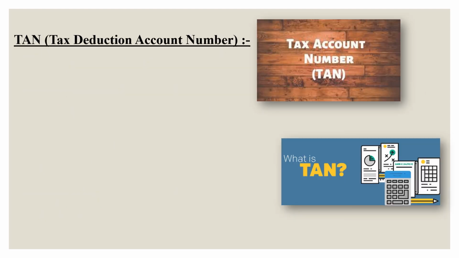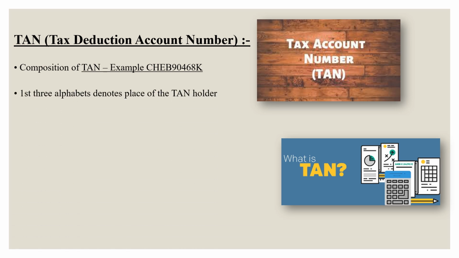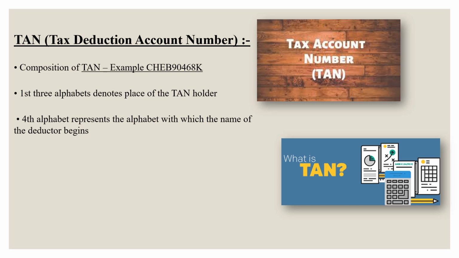TAN, tax deduction account number. Composition of TAN, example CHEB 90468K. First three alphabets denote the place of the TAN holder. The fourth alphabet represents the alphabet with which the name of the deductor begins. The 5 digits represent a running serial number.